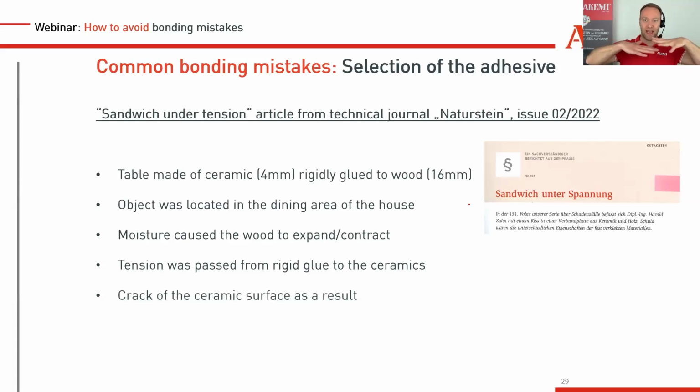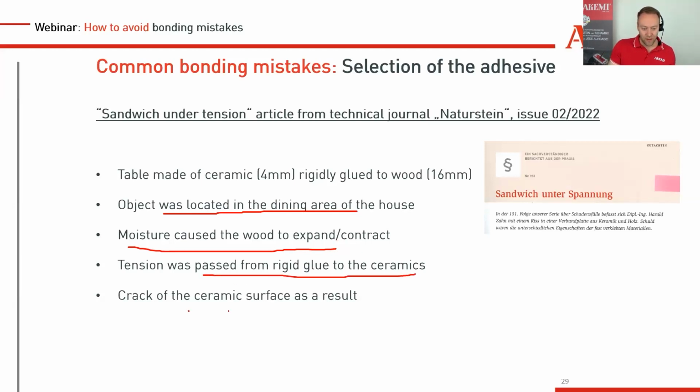Maybe there was an expansion from the heat, but because it was located in the dining area, there was moisture somehow. Maybe there was steam from cooking or a lot of humidity in the room. So the moisture caused the wood to expand, and because of this rigid glue, the tension was passed on directly to the ceramic, so the ceramic cracked and failed. So this bonding failed. In this case, they should have used a flexible glue.